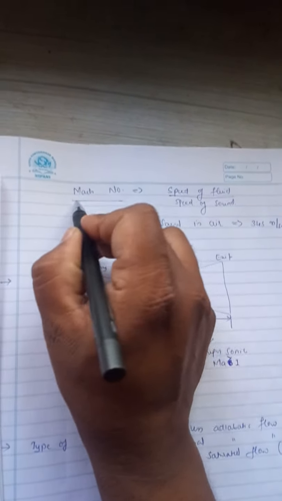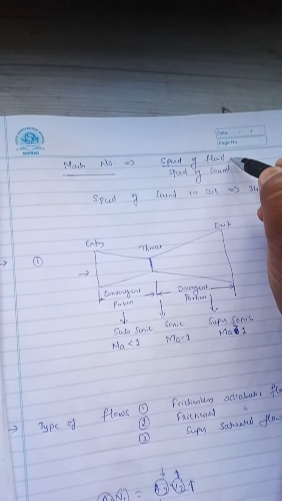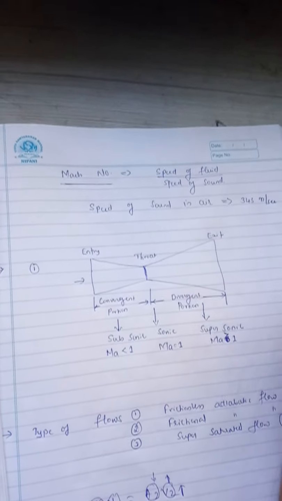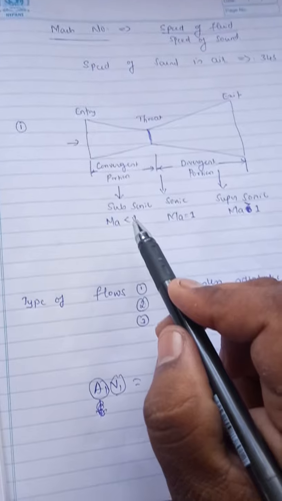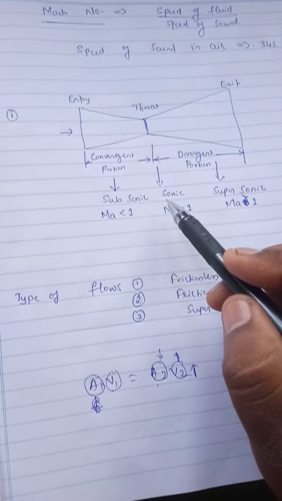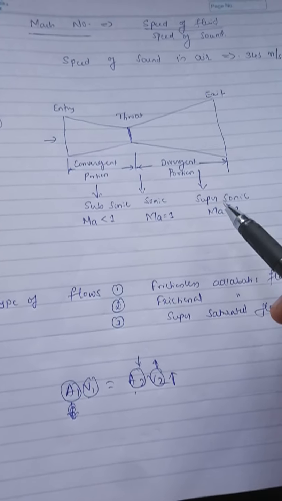So we have one number like the Reynolds number. There is one constant called the Mach number. This is a dimensionless number. It is the ratio of the speed of the fluid to the speed of sound. The speed of sound in air is 343 meters per second. Suppose in the convergent portion, whatever velocity we have is subsonic, at the throat it is sonic, and at the exit or in the divergent portion it is supersonic.